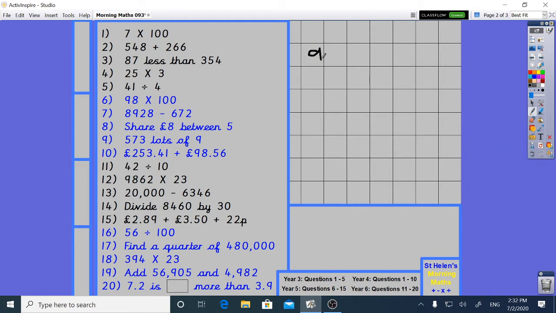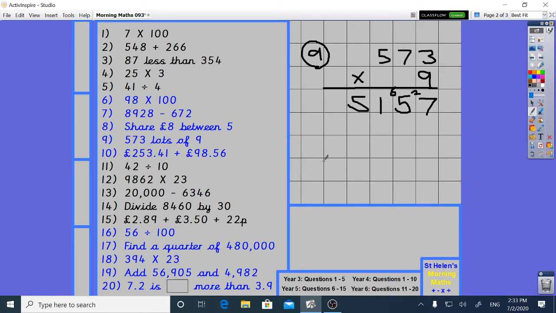Question 9. 573 lots of 9. I just seem to remember yesterday I promised you I'd do the grid method, and I think what I do is I end up doing the standard method, Year 4s, and then forgetting to do the grid method for you after. Am I going to do that today? I hope not. I'll try and remember that today. 9 times 3 is 27. 9 times 6, 63, plus 2, 65. 9 times 5, 45, plus 6, 51.